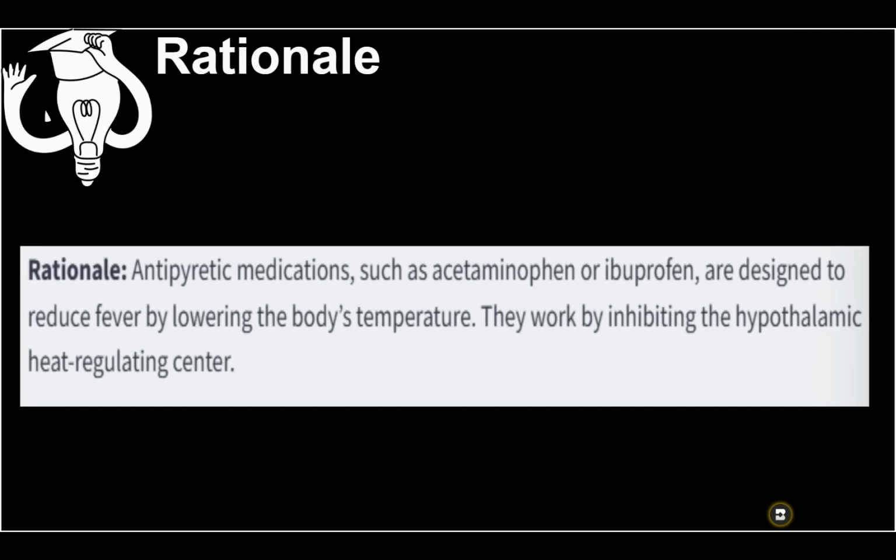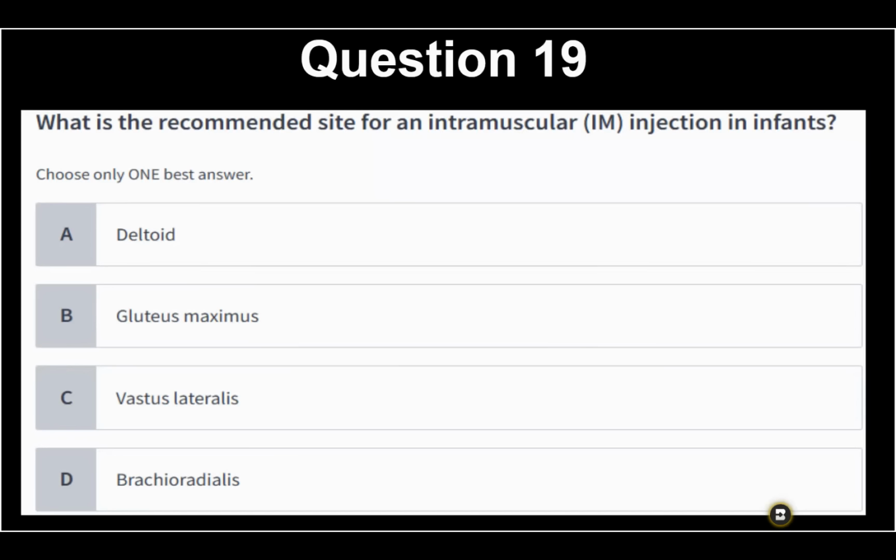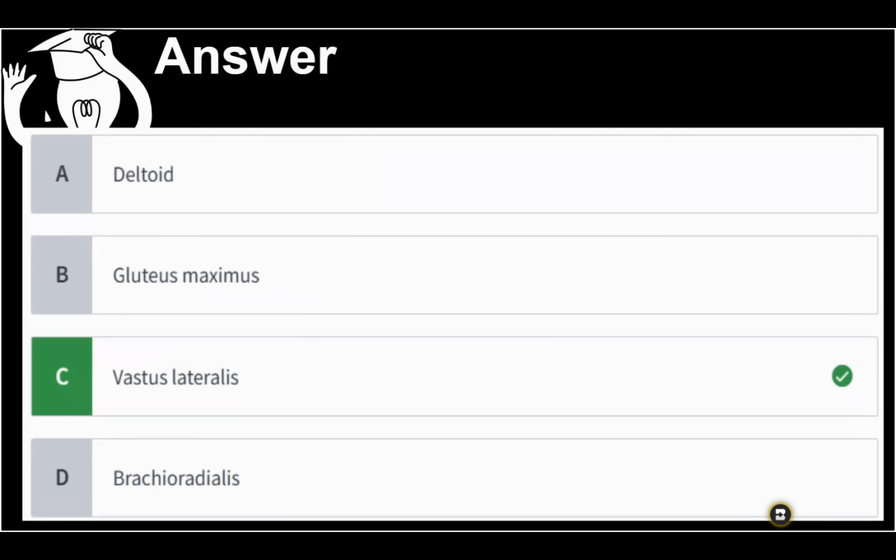Question 19. What is the recommended site for an intramuscular injection for infants? Is it going to be A, deltoid, B, gluteus maximus, C, vastus lateralis, or D, brachioradialis? If you said C, vastus lateralis, then you are correct. That one's always a tongue twister for me.